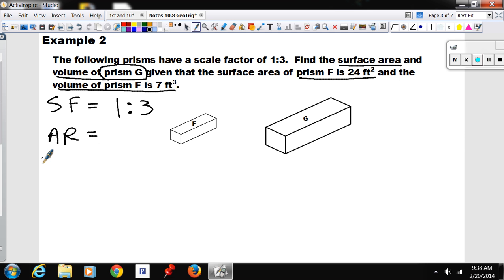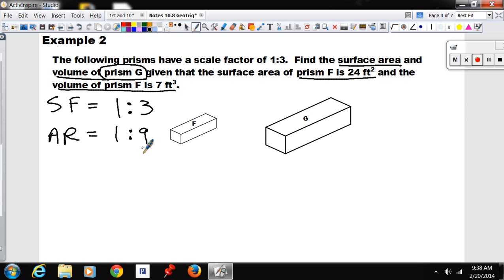1 squared to 3 squared, which would be what? 1 to 9. So my area ratio has to be a 1 to 9 ratio. That means the surface area of the one has to be 9 times bigger than the other one. The bigger one is 9 times greater than the smaller one as far as surface area.